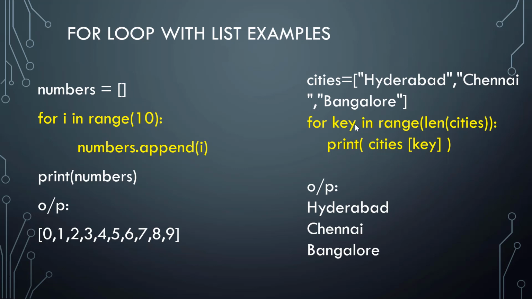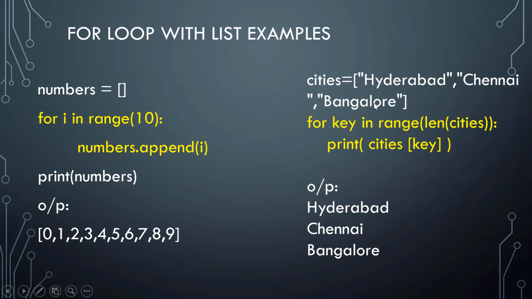Then how should I print? Print cities of key. The key I'm passing now. So key contains what initially? 0. Cities of 0 means Hyderabad will come. Then it will go to the next, 1. Cities of 1 means Chennai will come. Cities of 2 means Bangalore will come. Like that, you can also use range with len like this. Let's see this example now.